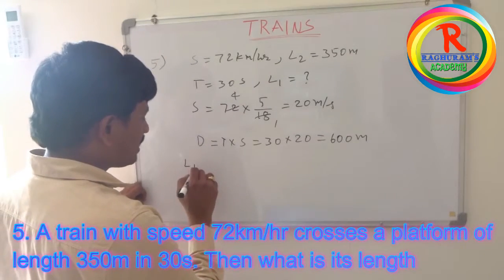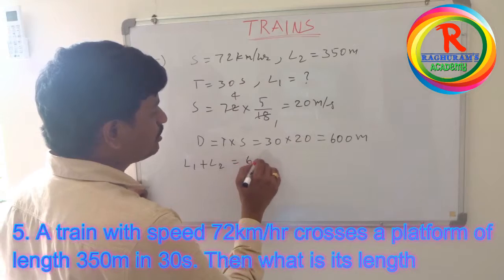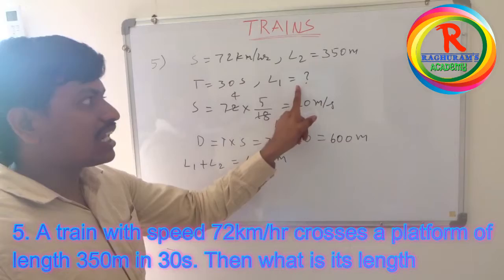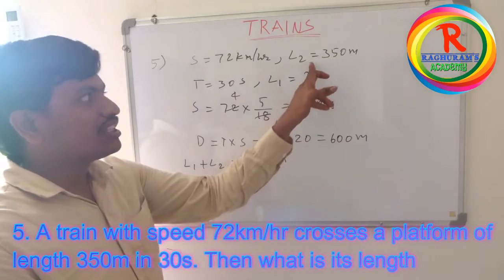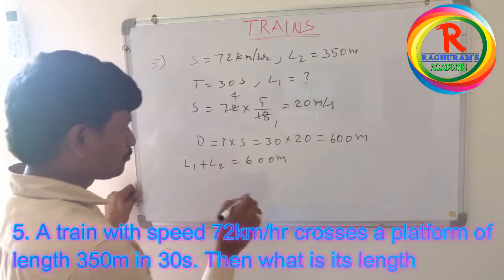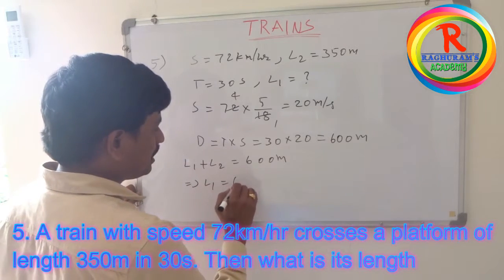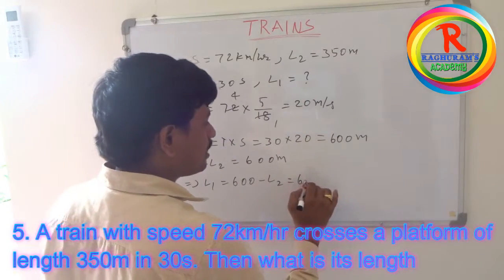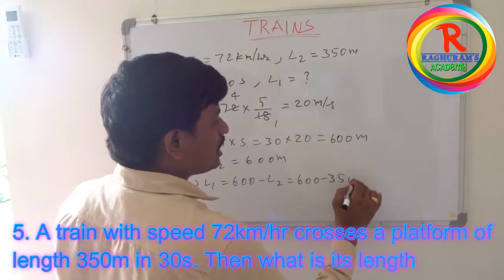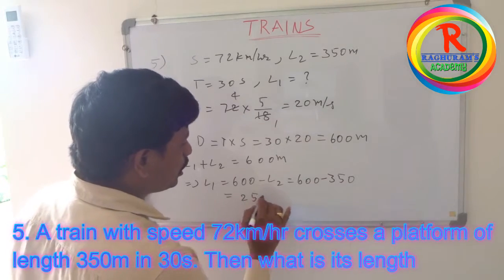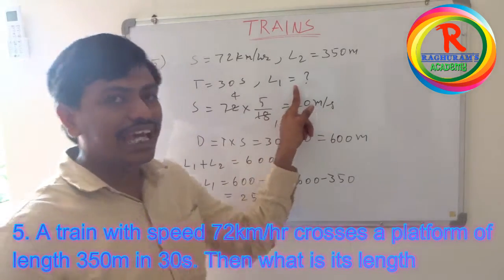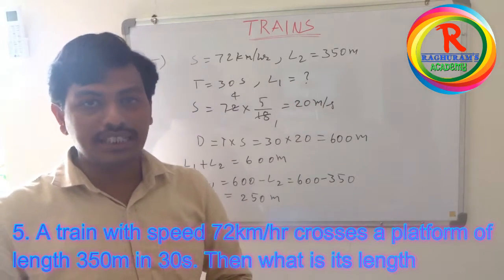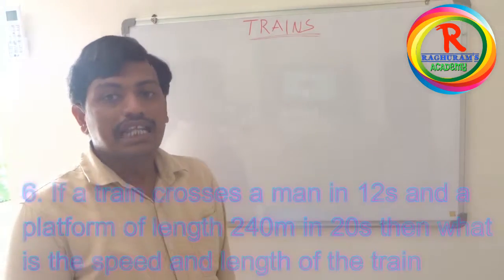What is actually distance? Nothing but L1 plus L2 is equal to distance. So L1 plus L2. What do we need? L1. Simply we can solve it and find it. L2 is given, 350 meters. So L1 is equal to 600 minus L2. L2 is given, 350. So 600 minus 350, the answer is 250 meters. The train length, L1, always we take L1 as train length. So we got L1 as 250 meters. So the answer is 250 meters. Let us see the next problem.